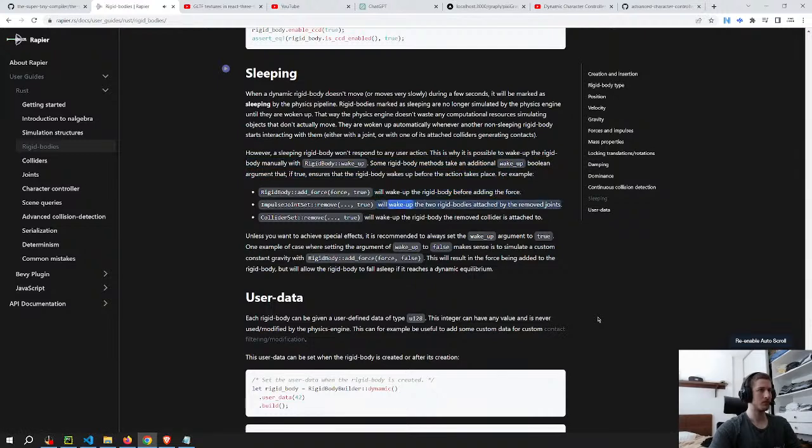impulse_joint_set.remove(..., true) will wake up the two rigid bodies attached by the removed joint. collider_set.remove(..., true) will wake up the rigid body the removed collider was attached to. Unless you want to achieve special effects, it's recommended to always set the wake_up argument to true.